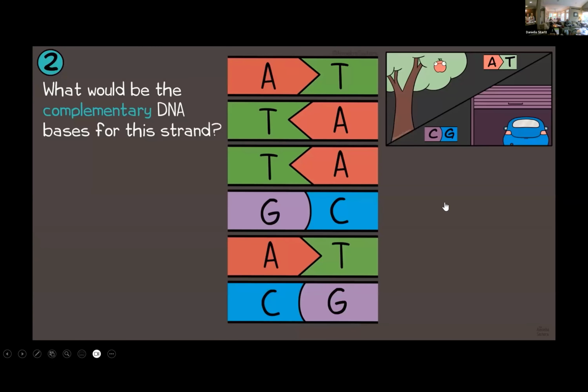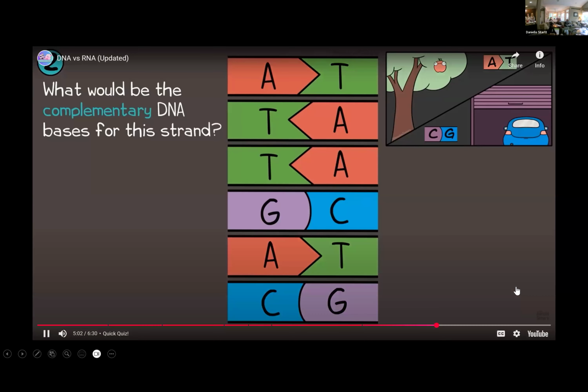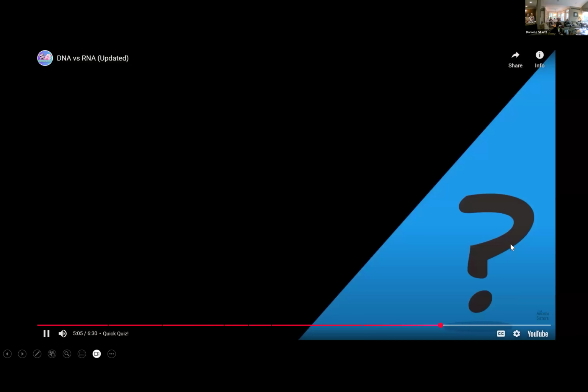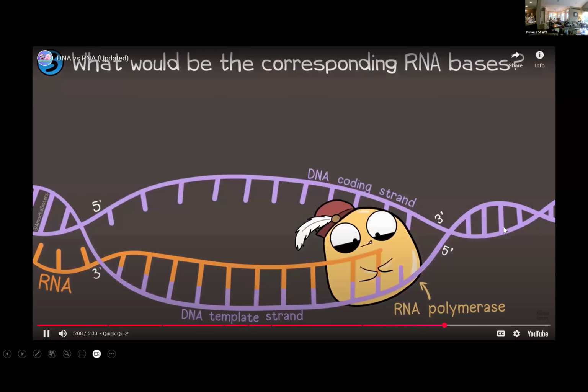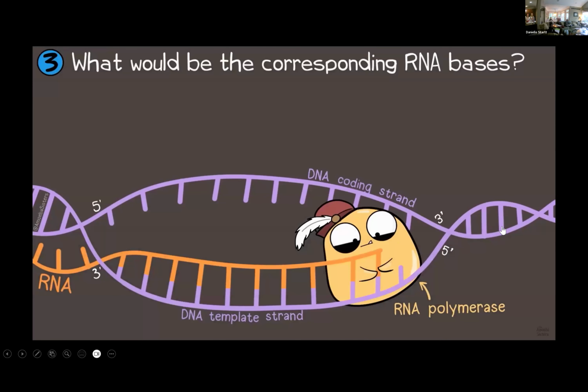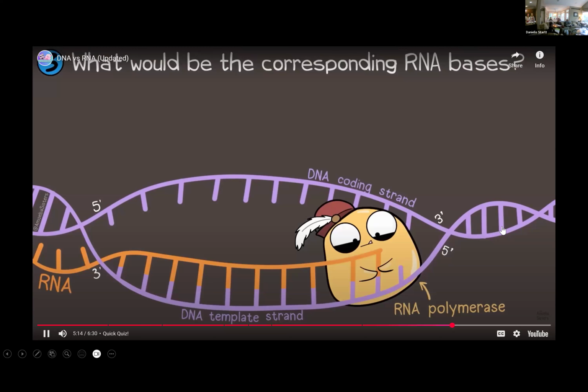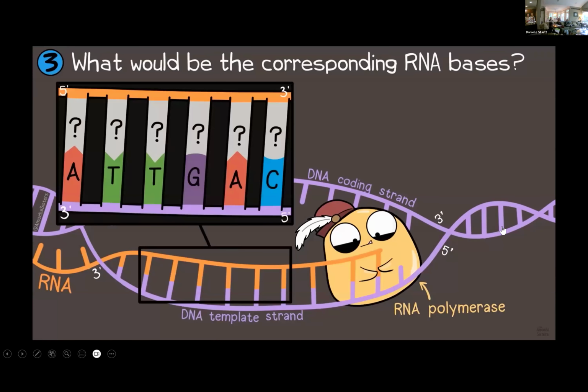If placing the bases in this image, reading in the direction shown, they'd be T, A, A, C, T, G. Question 3. In a process known as transcription, a complementary RNA strand called messenger RNA has to complement the DNA. More about that in our protein synthesis video. So if I still had the original portion of DNA here, what would be the complementary RNA bases?